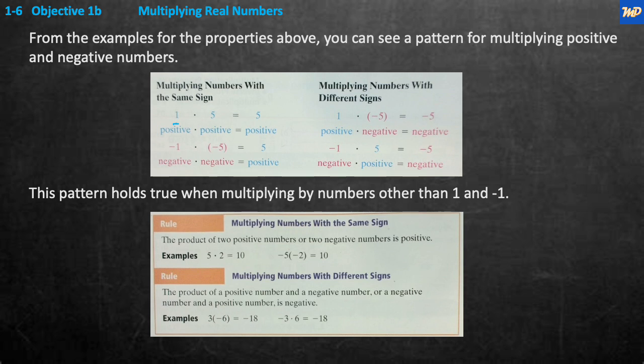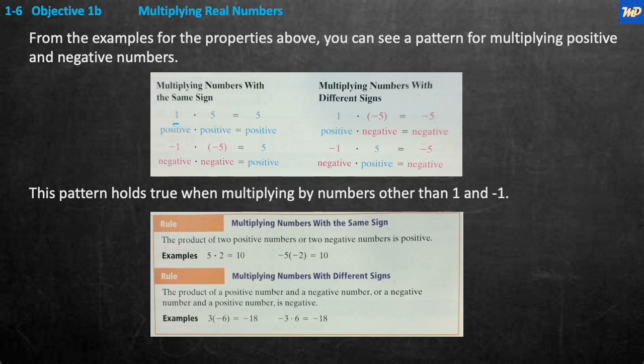This pattern holds true when multiplying by numbers other than 0 and -1. So here's another rule. Multiplying numbers with the same sign. The product of two positive numbers or two negative numbers is positive. So 5 times 2 is positive 10. And -5 times -2 is 10. So when the signs are the same, it's always a positive result.